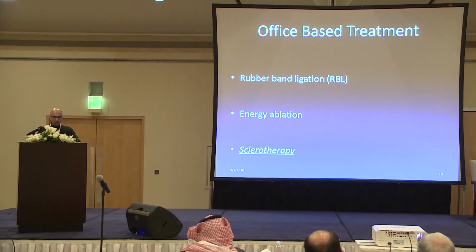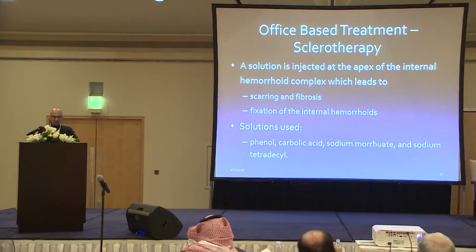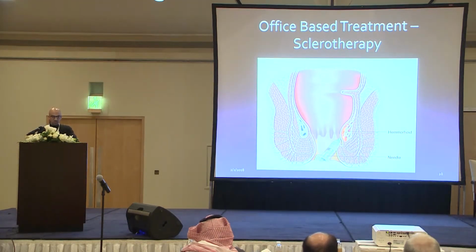Let's talk about sclerotherapy. Sclerotherapy is a solution that is injected into the apex of the internal hemorrhoid and leads to scarring, fibrosis, and fixation as well. So all work with a similar idea with different mechanisms. A couple of agents can be injected into the hemorrhoid, including phenol and sodium morrhuate. And this is how it is done. The most symptomatic internal hemorrhoidal complex is identified, and then a submucosal injection is done using a spinal needle to the affected area.